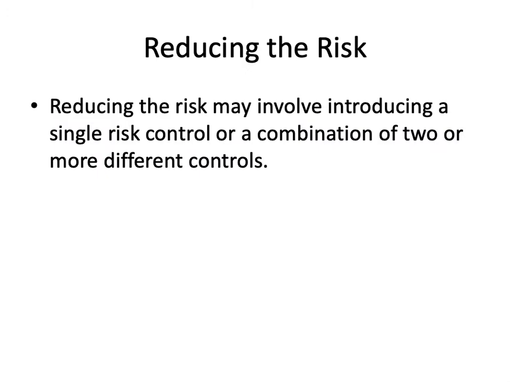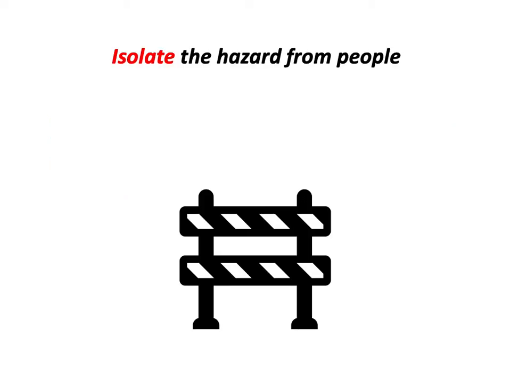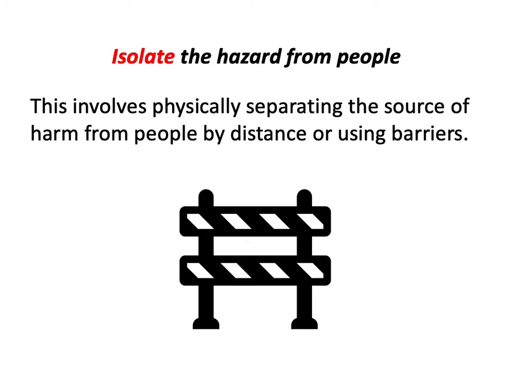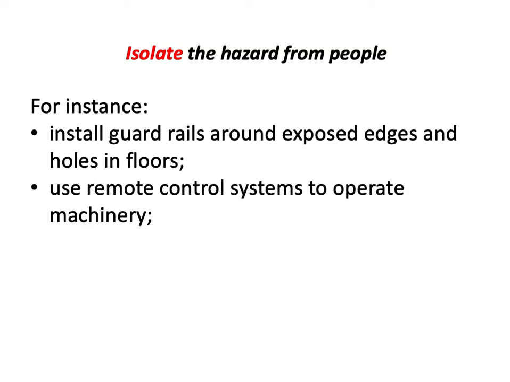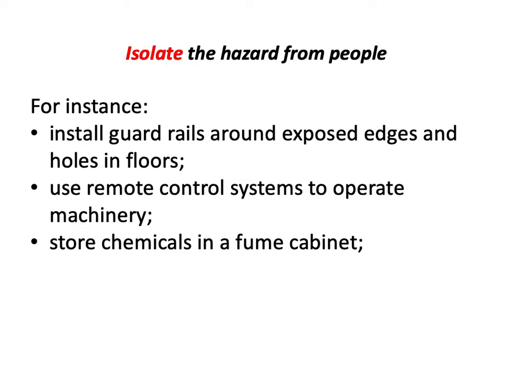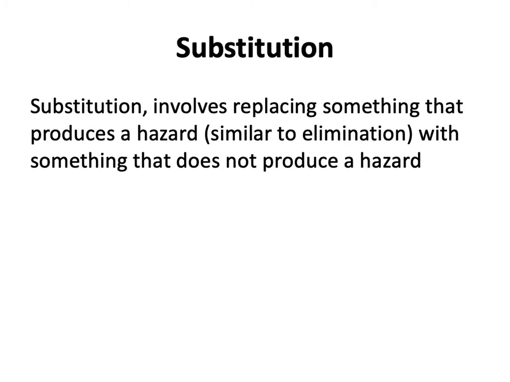Reducing the risk may involve introducing a single risk control or a combination of two or more different controls. If it is not reasonably practicable to eliminate the hazard and associated risks, you should minimize the risk using one or more of the following approaches. Isolate the hazard from people. This involves physically separating the source of harm from people by distance or using barriers. For instance, install guardrails around exposed edges and holes in floors. Use remote control systems to operate machinery. Store chemicals in a fume cabinet. Flammable liquids being stored no closer than 20 meters to any building.